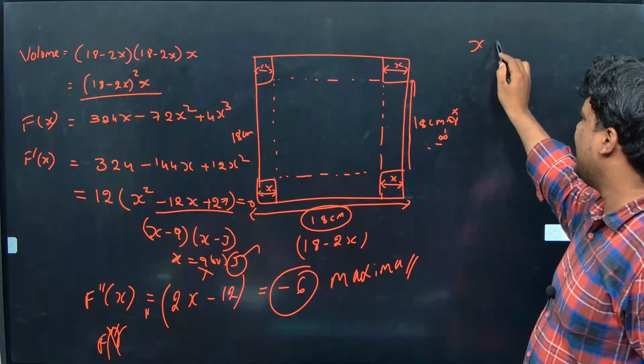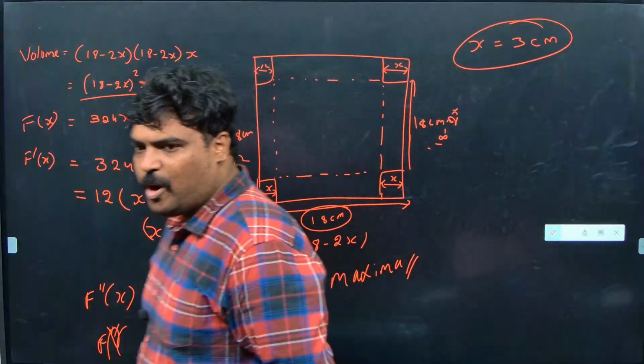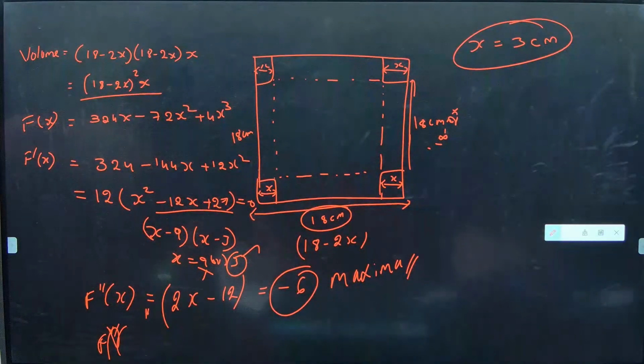That's all. x is equal to 3 only. I didn't substitute anywhere here. x is equal to 3 cm is my what? The cut. If I make x is equal to 3, I will get the maximum volume.